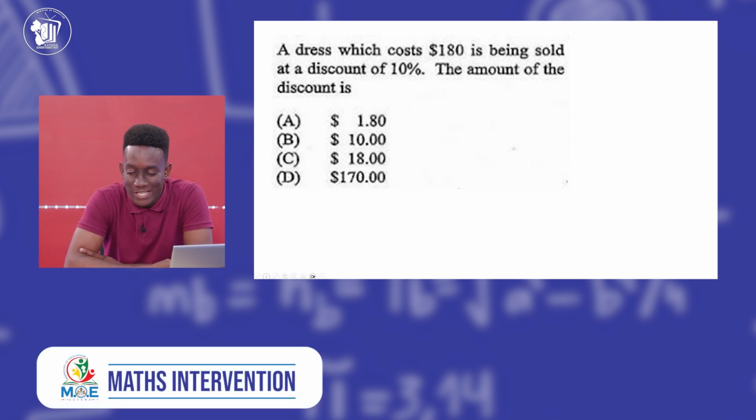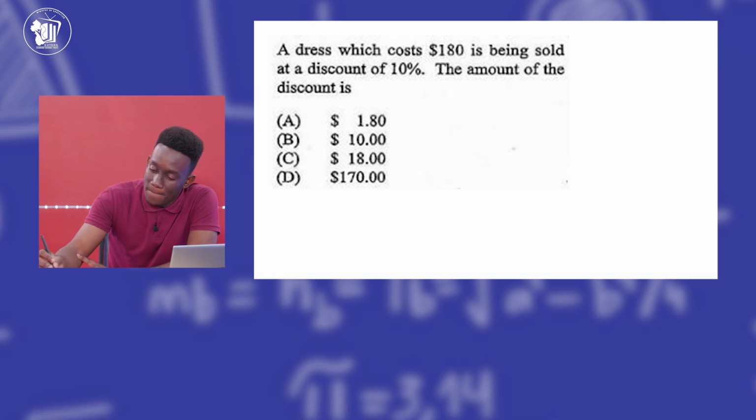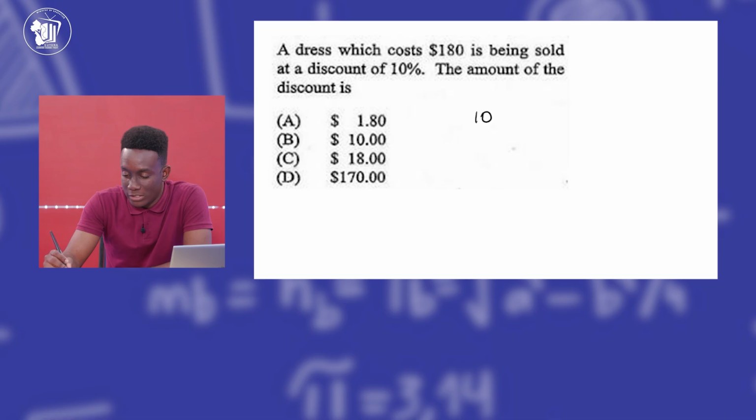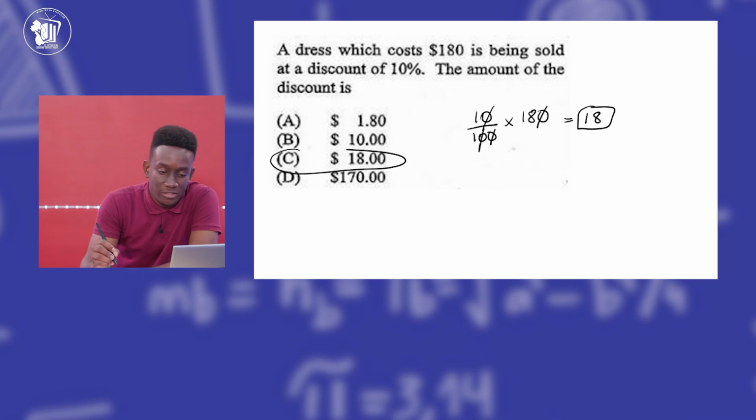So the next question says, a dress costing $180 is being sold at a discount of 10%. The amount of the discount is, so they want the amount of the discount. You don't want the amount after the discount or the cost for the dress after the discount. They want the amount of discount. So you find 10% of 180, so this is 10 over 100 multiplied by 180. So this 0 goes with that 0, this 0 goes with that 0. 1 times 18 would be 18. So the amount of discount is $18, which is simply C, $18.